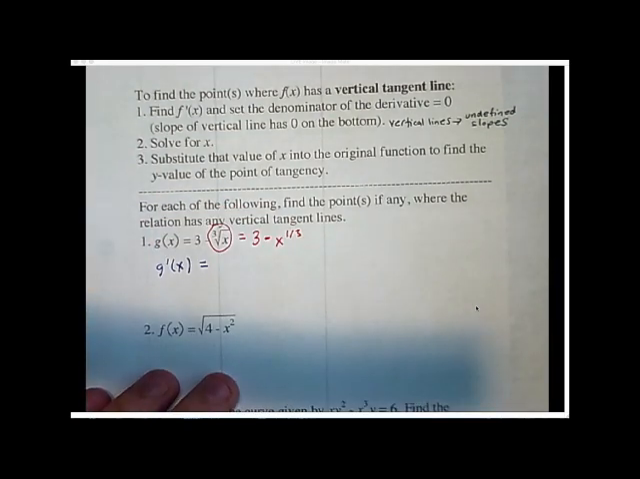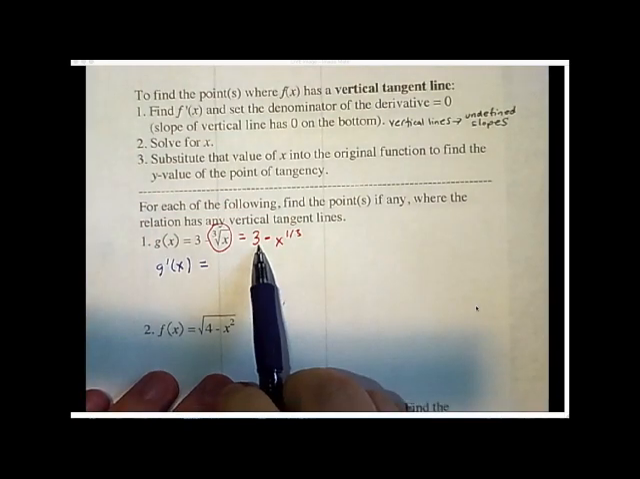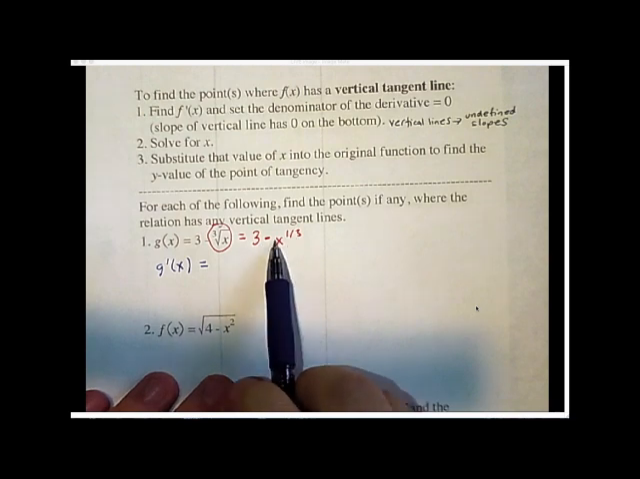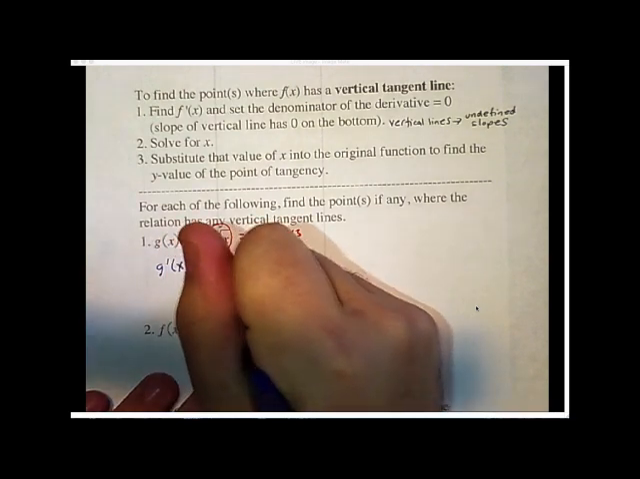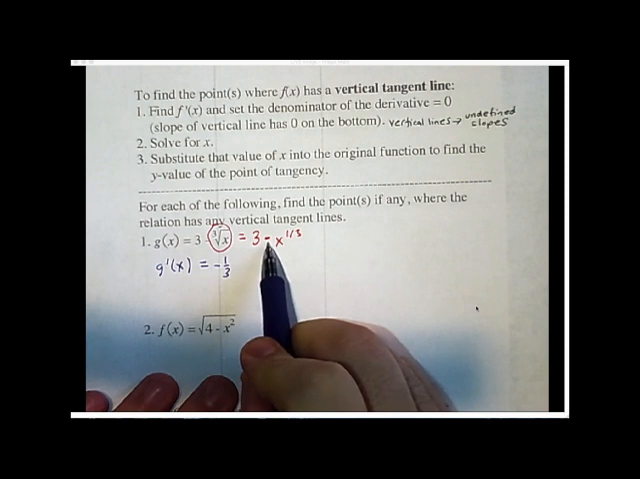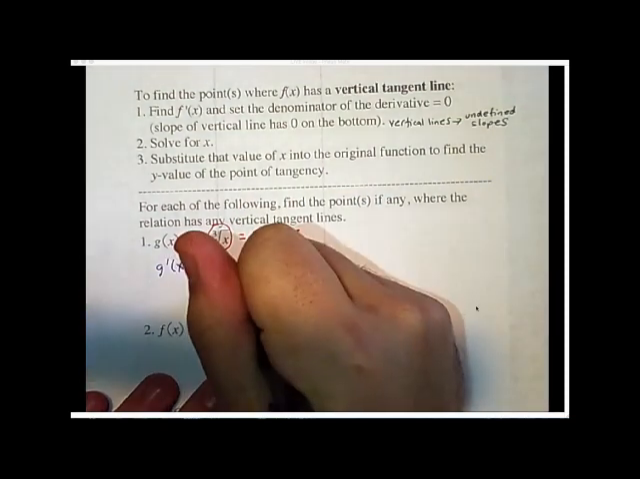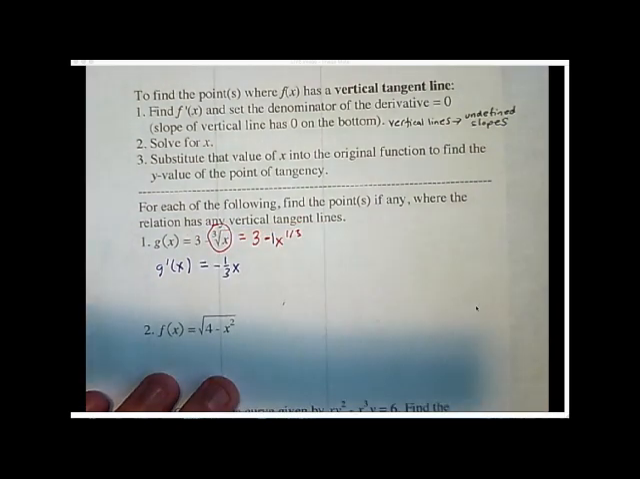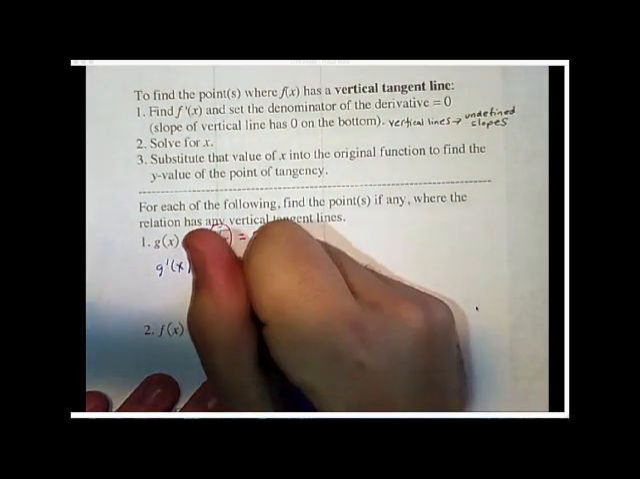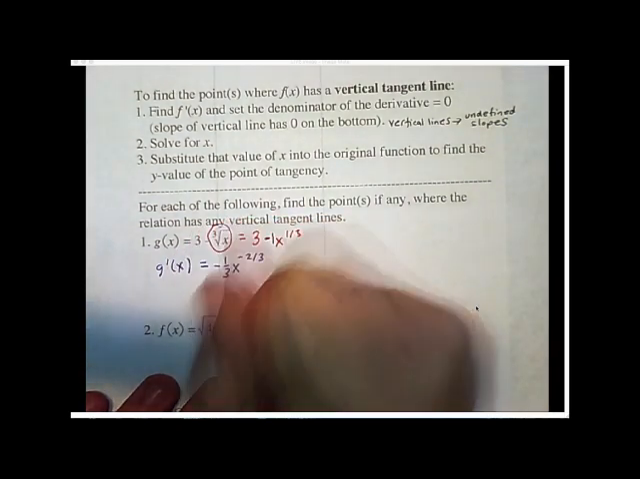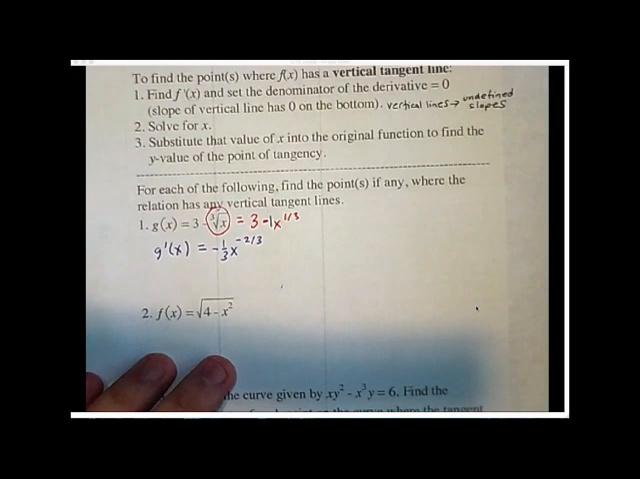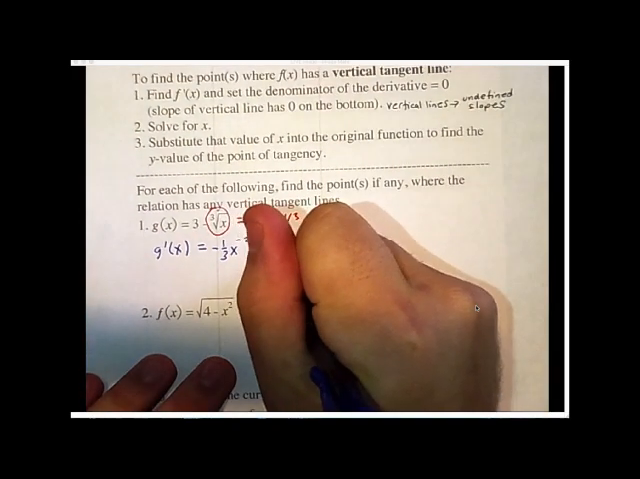Well, the derivative of a constant is 0, so I don't have to worry about that. The 1/3 comes out front, so I have a negative 1/3, negative because there's an understood negative 1 there. We reduce the power by 1, so 1/3 minus 1 would be negative 2/3. So that's the derivative.